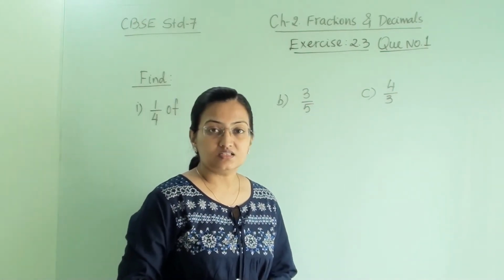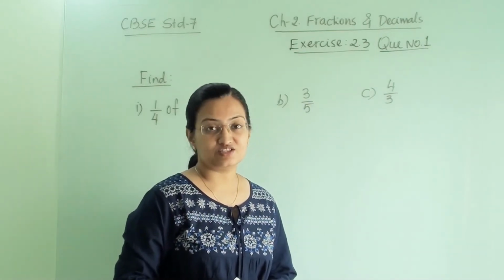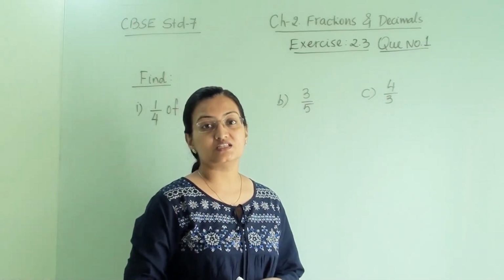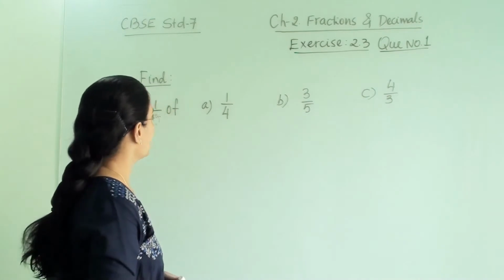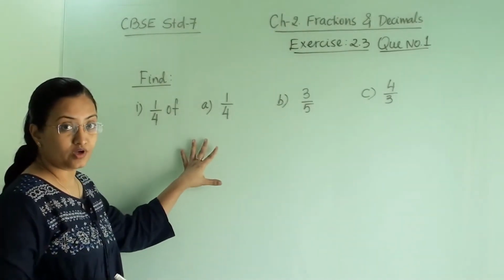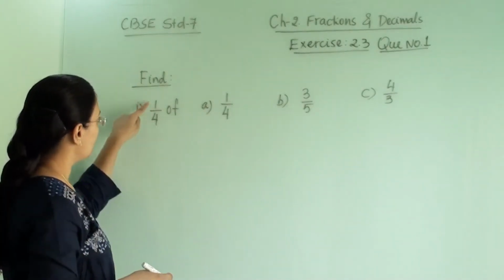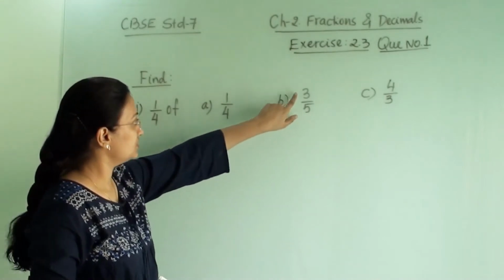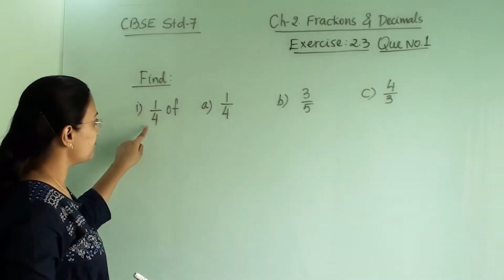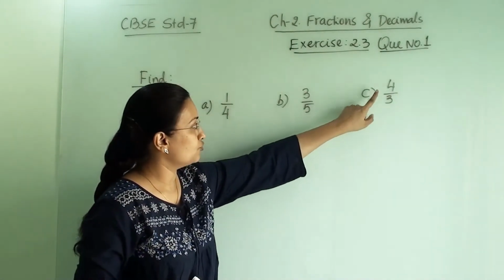Today we are going to solve examples from exercise 2.3, and this is question number 1. This is chapter number 2, that is Fractions and Decimals under the CBSE standard 7 syllabus. The first question is to find the products of 1 by 4 of 1 by 4, 1 by 4 of 3 by 5, and 1 by 4 of 4 by 3.